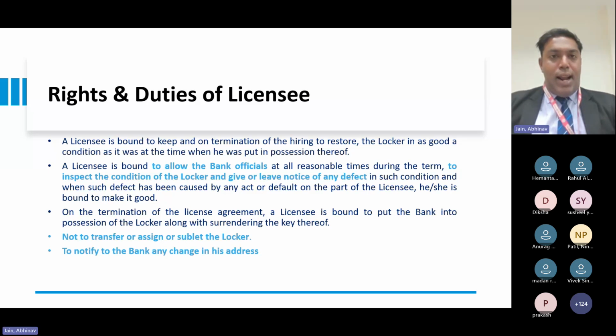Now let us understand rights and duties of licensee. A licensee is bound to keep and on termination of hiring to restore the locker in as good condition. A licensee is bound to allow bank official at all reasonable time during the term to inspect the condition of locker and give any notice of defect. On termination of license agreement, licensee is bound to put the bank into possession of locker along with the key surrendering. They can't transfer or assign or sublet the locker, very important. And if there is any change in address, they have to notify the bank in such cases.